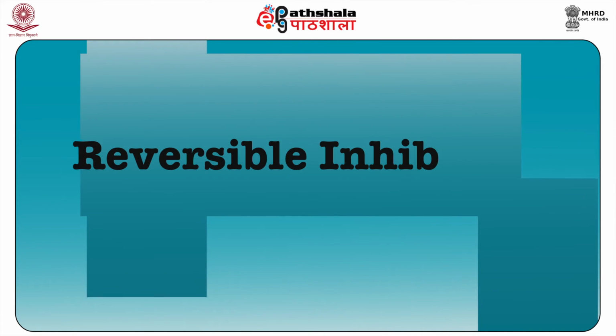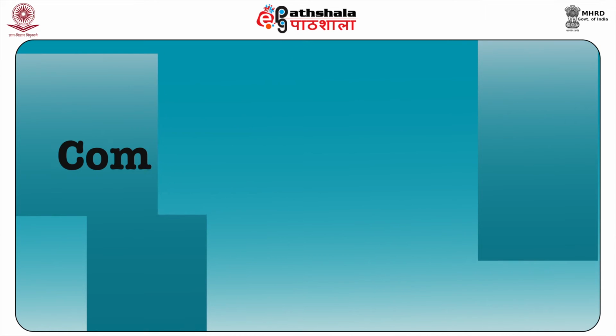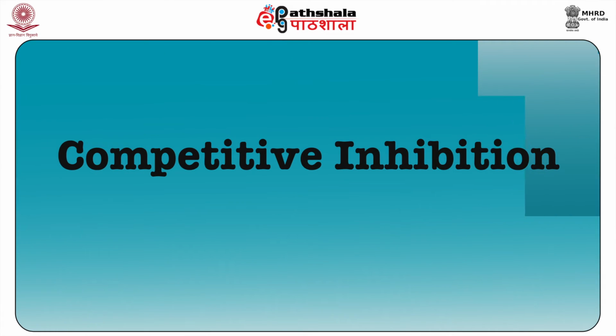What is reversible inhibition? Reversible inhibitors can bind to enzyme through weak non-covalent interactions such as ionic bonds, hydrophobic interactions and hydrogen bonds. Because reversible inhibitors do not form any chemical bonds or reactions with the enzyme, they are formed rapidly and can be easily removed. Thus, the enzyme and inhibitor complex is rapidly dissociated. And this can be of competitive type, non-competitive type and uncompetitive type. Let us now concentrate on the competitive type of inhibition.